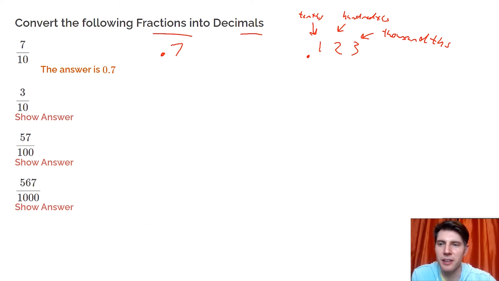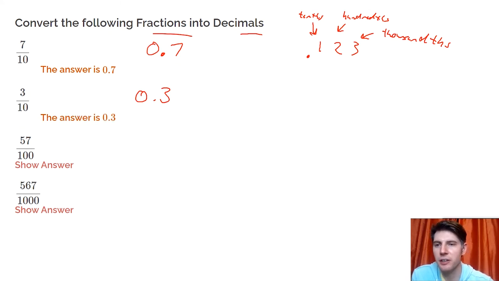The next one, 3/10. Same idea. We want a 3 in the tenths place. So the answer is just 0.3. I guess we could have put a 0 here. 0.3, and we can check it, and it's 0.3.